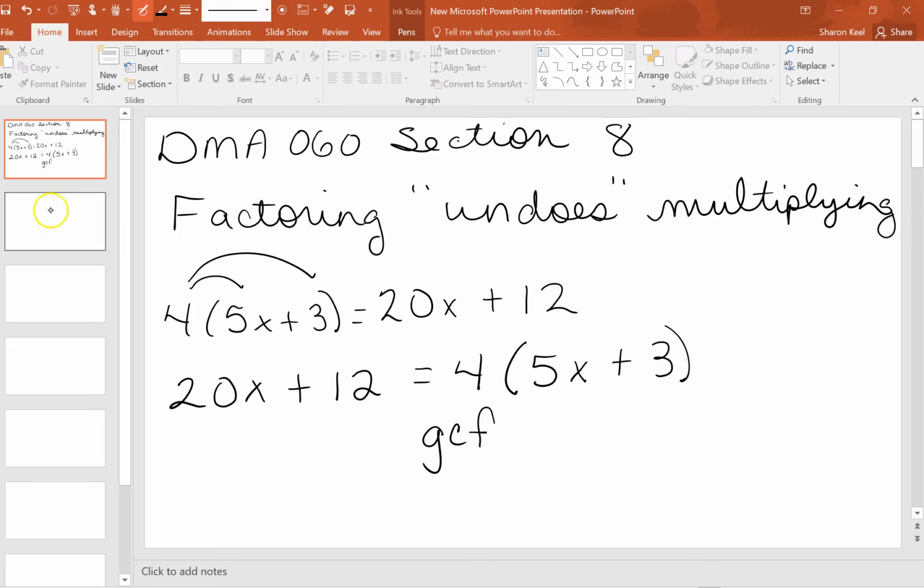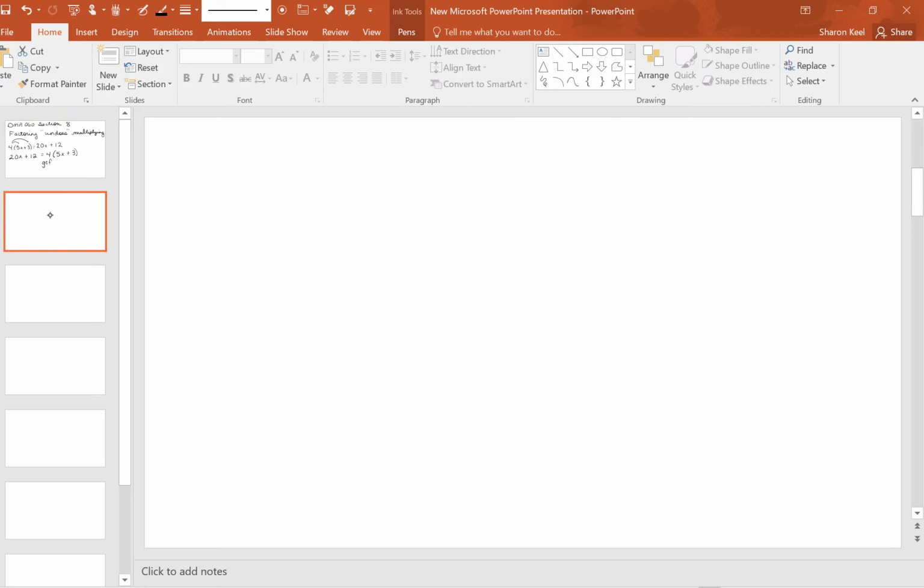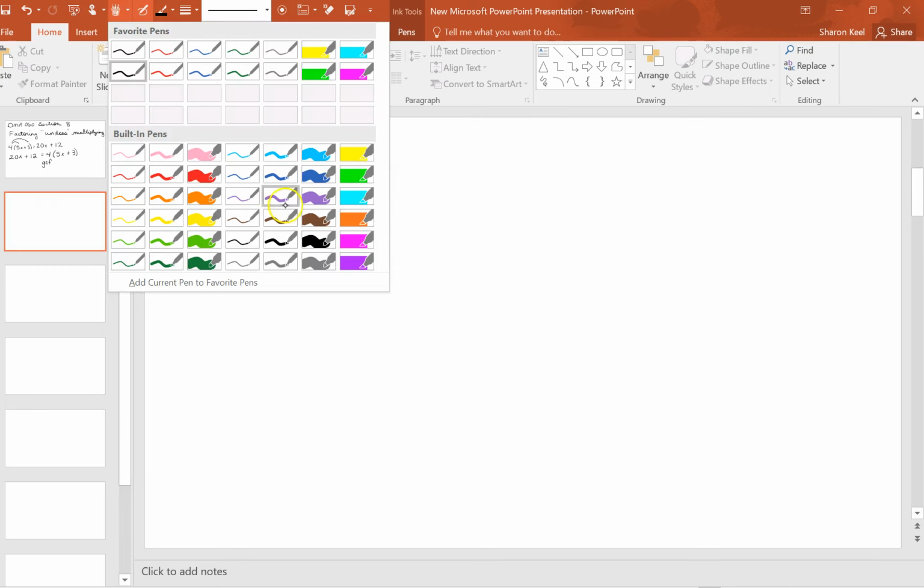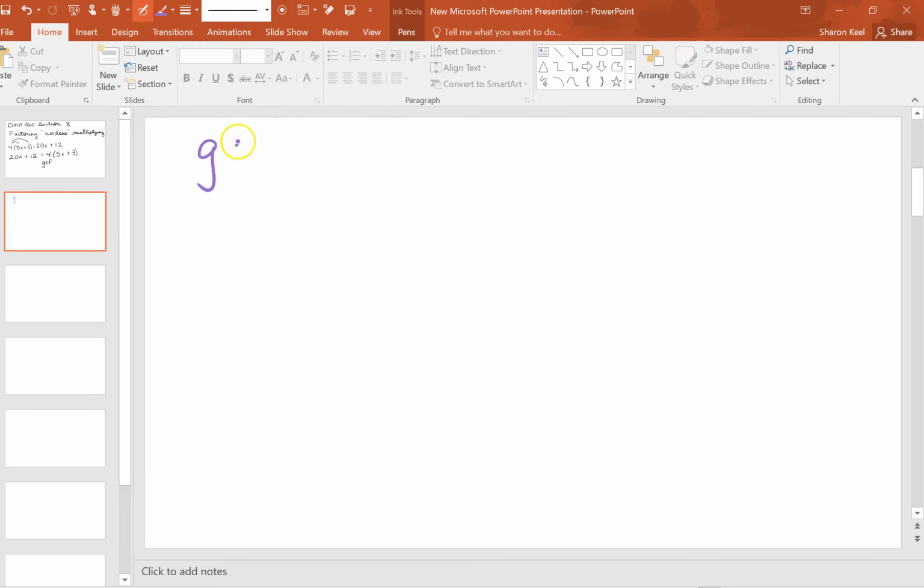So to begin with, we are going to have some sample problems where we are going to find the greatest common factor. So we're going to take the numbers 14, 24, and 60, and we're going to find the GCF. We're going to do this using calculator steps.